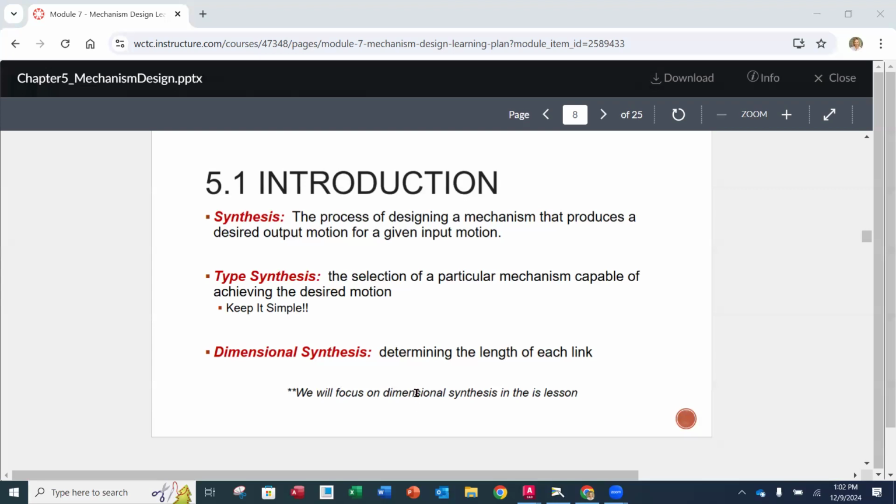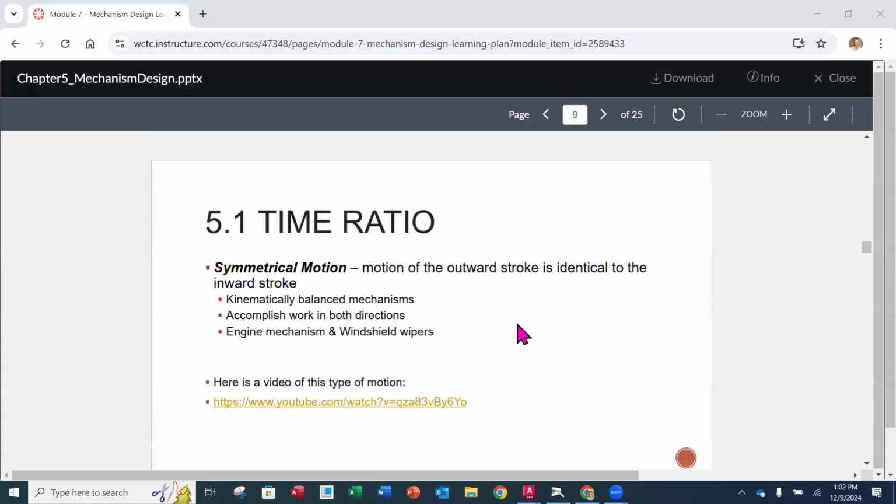Now, dimensional synthesis is going to be determining the length of each one of those links. And that's going to be an important part of the assignments and the examples that we go through here today. Okay, so we're going to be focusing on dimensional synthesis in this lesson.